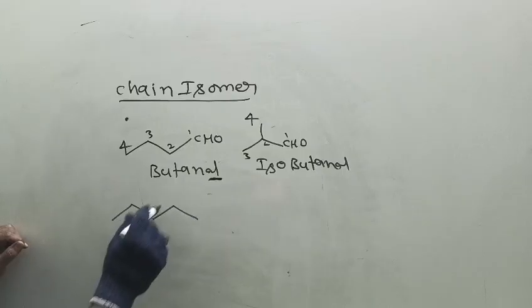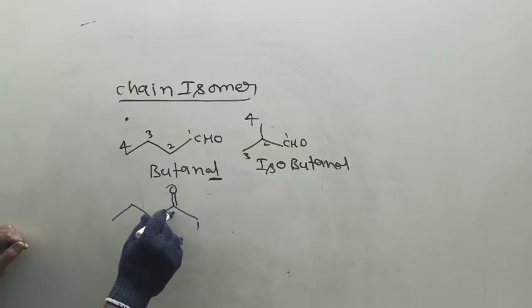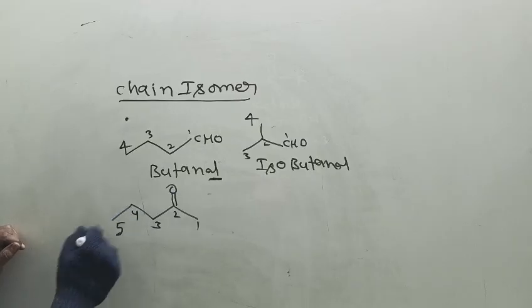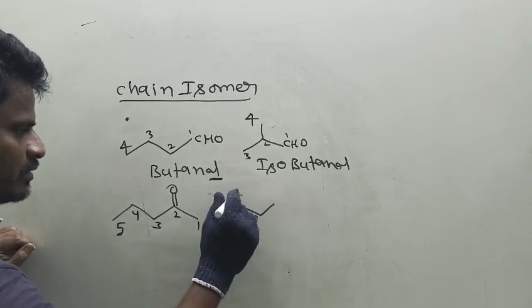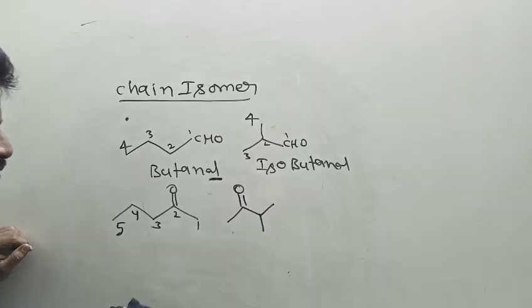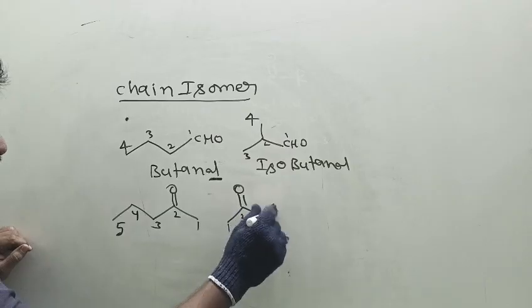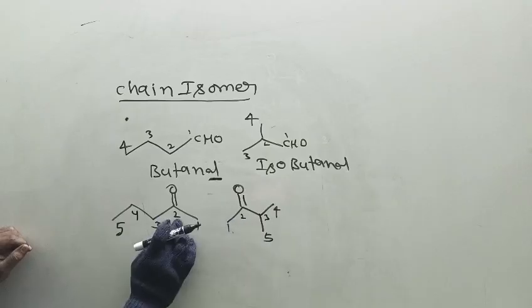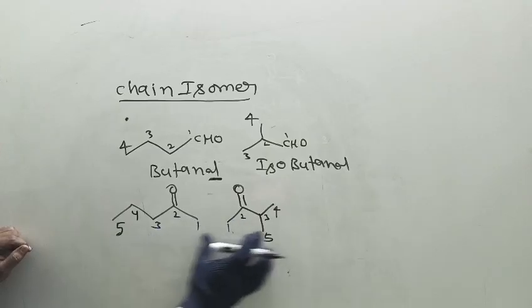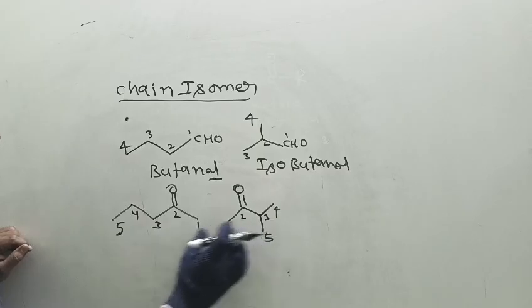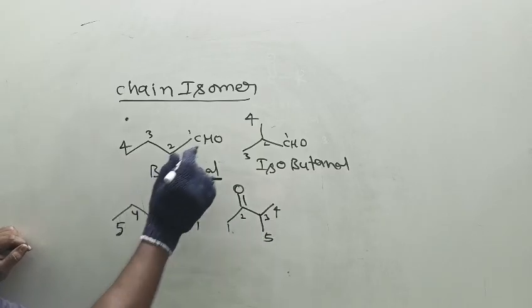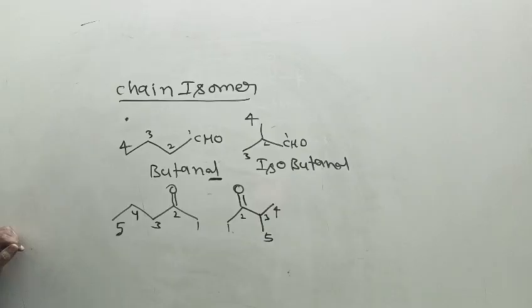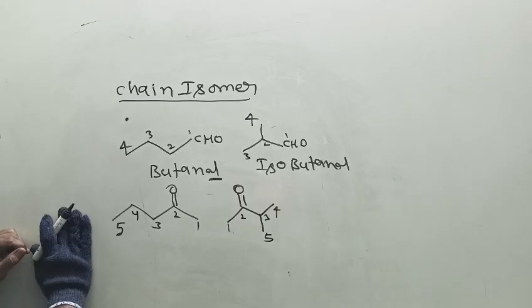Similarly, ketones also exhibit chain isomers. In the straight chain, there are 5 carbon atoms. It can also be written as 3-methyl butanone, and it is 1, 2, 3, 4, 5. In these 2 compounds, the ketonic functional group has 5 carbons in a straight line, and 4 carbons in a straight line. That is the difference in the carbon chain. Then aldehydes and ketones both exhibit chain isomers. It is about the chain isomer.